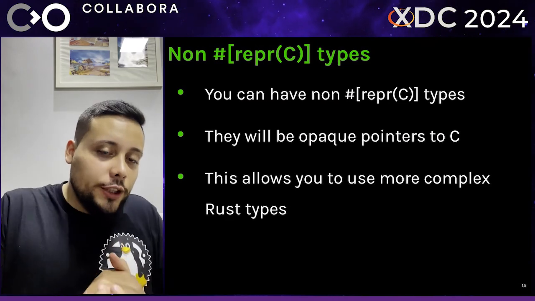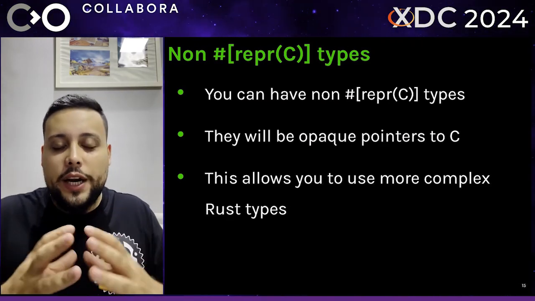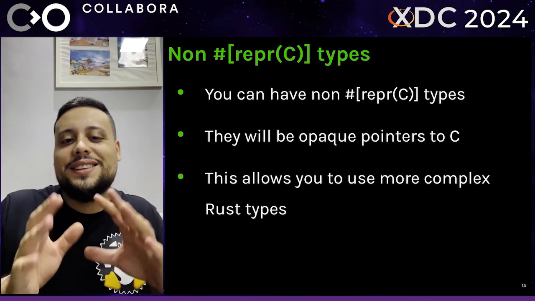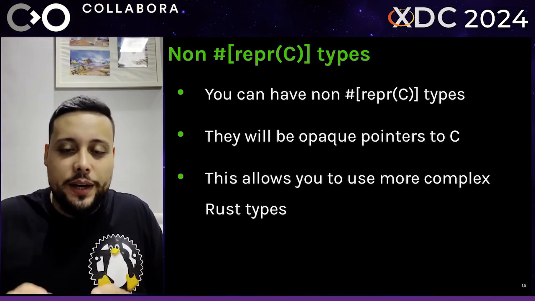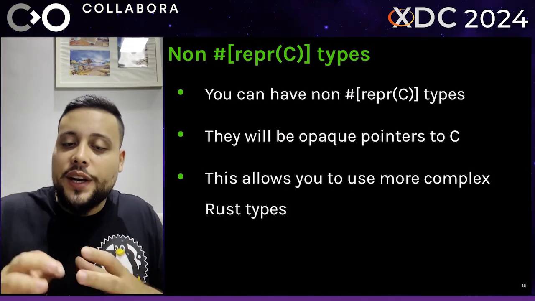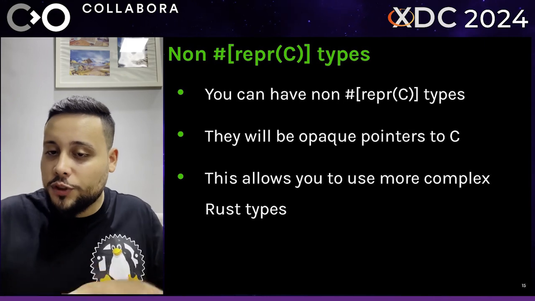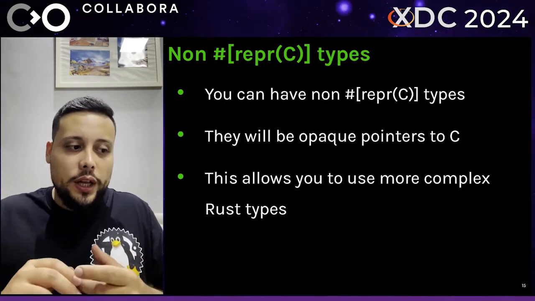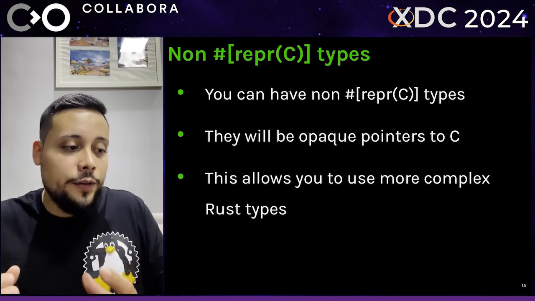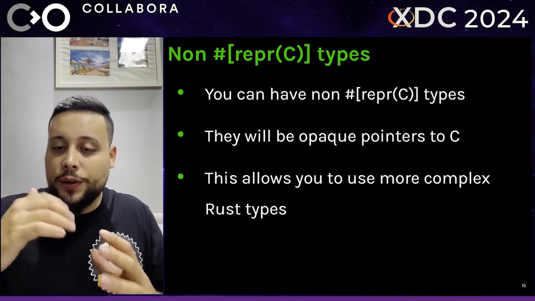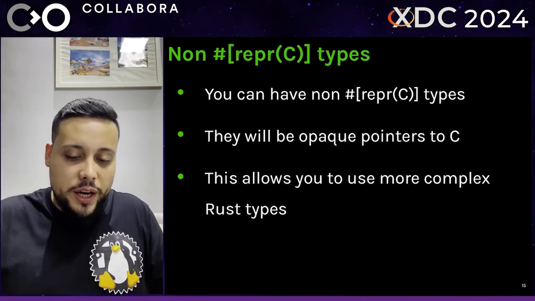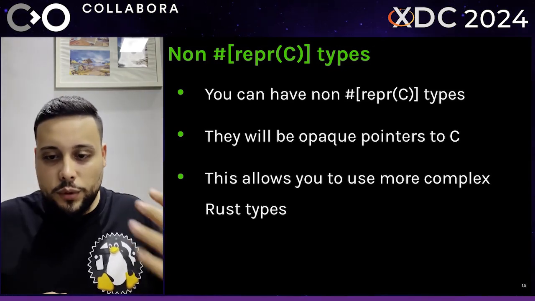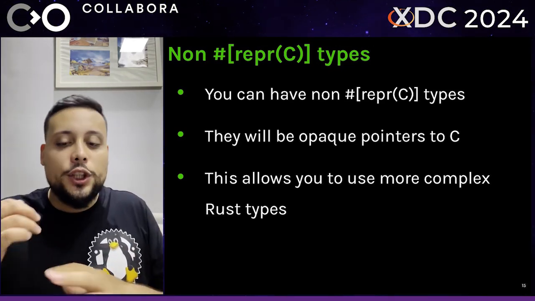And I told you that for all types that you want to interop between the two languages, you have to have this repr(C) annotation. That's actually not true, right? The truth is you can have non-repr(C) types, but if your type is not repr(C), then it becomes opaque to C, right? The C part of your code will not be able to access any of the fields or anything. It'll only be able to access your type via a pointer, right?